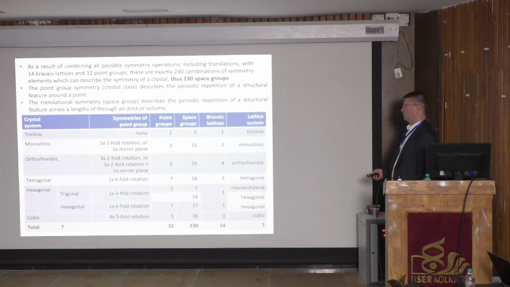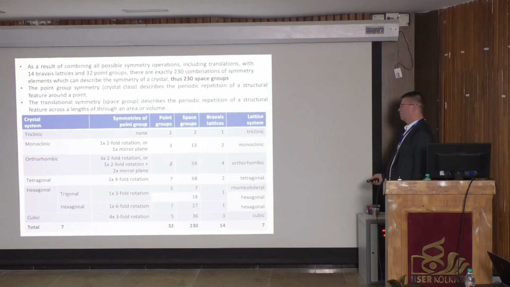The tetragonal has, of course, the fourfold symmetry. It has 7 point groups possible, and 68 possible combinations of the symmetry operations. Again, we have to be able to pick one. And it has 2 Bravais lattices also in this tetragonal. It's the same as in the monoclinic case.